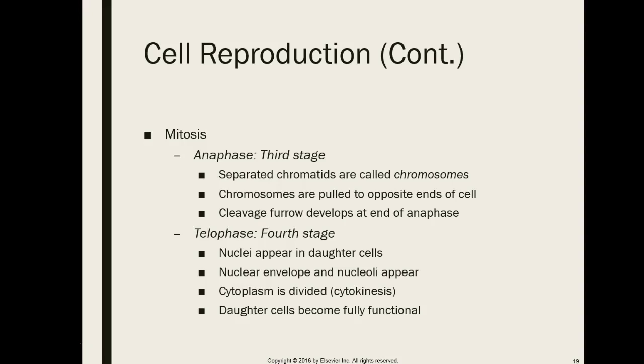Telophase is the fourth stage. The nuclei begin to appear in the daughter cells, and the nuclear envelope and nucleoli appear in those cells as well. So we end up with 2 nuclear envelopes, 2 nucleoli, 2 nuclei, basically 2 of everything, 1 in each of those daughter cells. The cytoplasm is then divided and the daughter cells become fully functional.